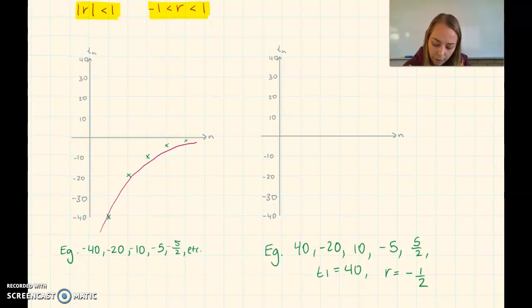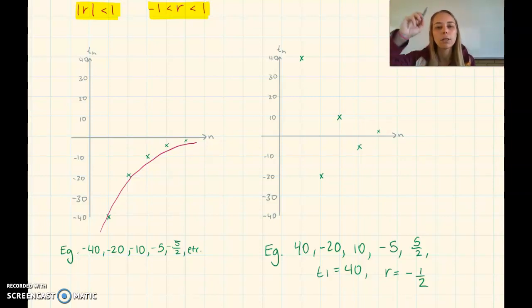What this would look like on a graph is we would have 40 as our first term and negative 20 as our second term, and then we'd pop back up to 10 and back down to negative 5, and then negative 5 on 2. Now, even though I'm oscillating, which means jumping up and down on either side of the x-axis, you can still see that each term is getting closer and closer to 0. So that one is still a convergent series, and it does meet our criteria, which is that r is between negative 1 and positive 1.